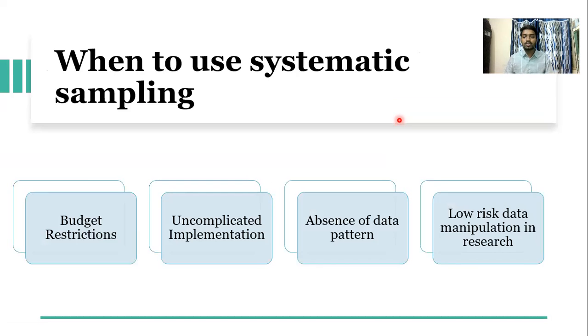So when to use systematic sampling? This is the most important part of any topic, because even when you have a bundle of knowledge about a topic and you don't know when to apply it or bring it into action, it's a waste of that knowledge. So to start with, use it when you have budget restrictions.